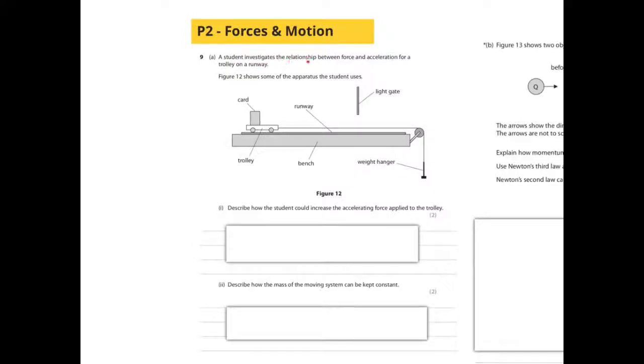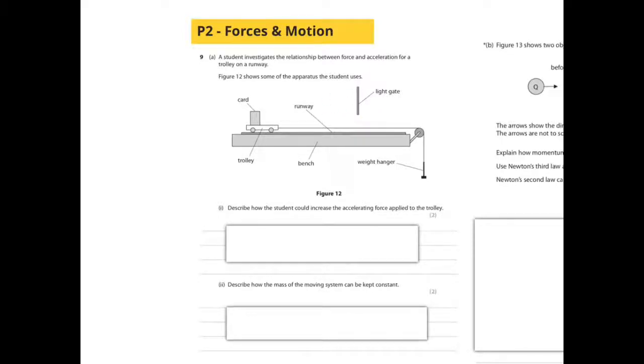A student investigates the relationship between force and acceleration for a trolley on a runway. Figure 12 shows some of the apparatus the student uses. So we've got the typical bench F equals ma practical. We've got a truck or trolley with a card on it, a light gate to measure the speed or acceleration.